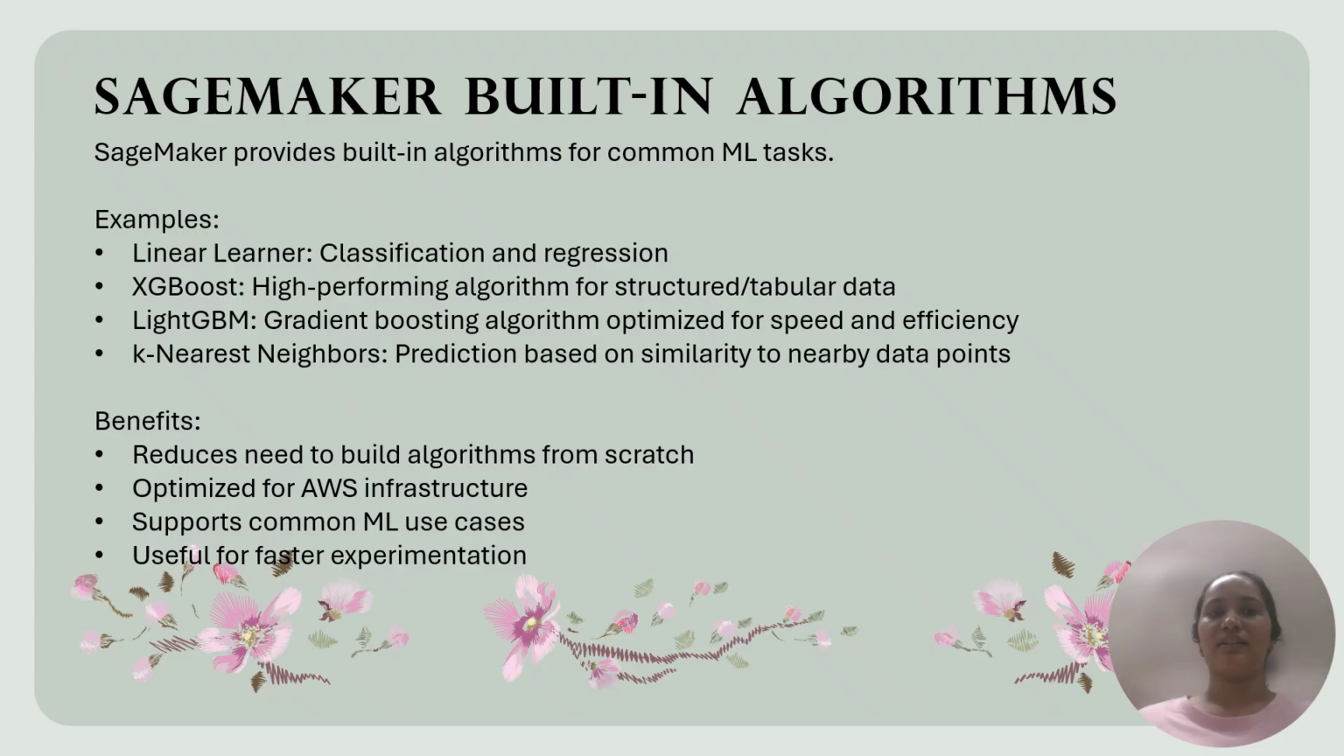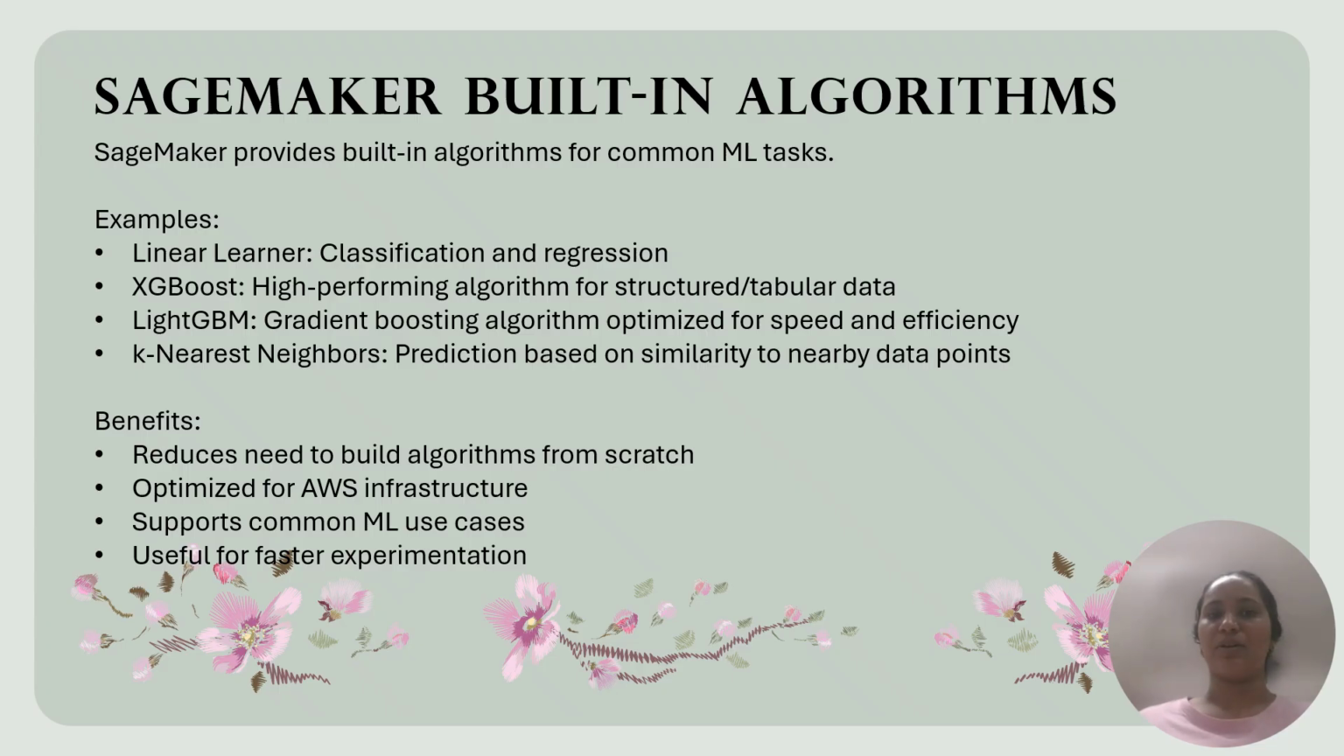Finally, there is k-nearest neighbors, or KNN. This algorithm makes predictions by comparing new data points to similar examples in the training dataset. It's commonly used for recommendation systems and pattern recognition tasks.